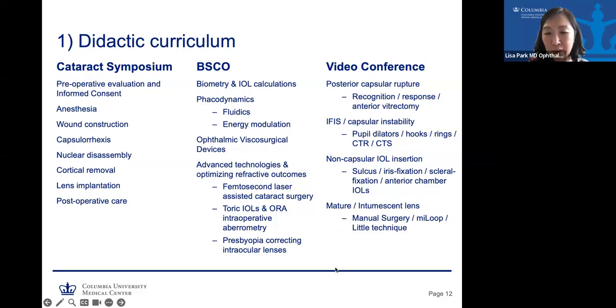And so these include things like what happens and how do you manage a posterior capsular rupture? What do you do with floppy iris syndrome or capsular instability? How do we fixate or choose an intraocular lens when there's no capsular support? And then what are the strategies that we use when there are unusual circumstances? And this includes the mature lens. And so for all of you, that is what you're most familiar with. That comes in our video surgical conference of complications.